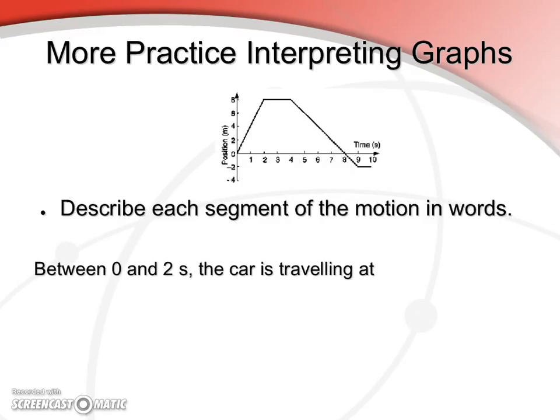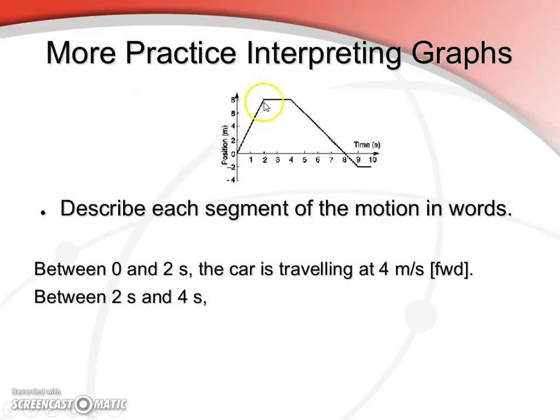Okay, describing the segments in words. You should practice doing this. It's a good exercise and it will be on various quizzes. So we have the first segment between 0 and 2 seconds. The car is traveling at 4 meters per second forward, right? Its displacement is increasing at a constant rate, and our slope gives us 4 meters per second.